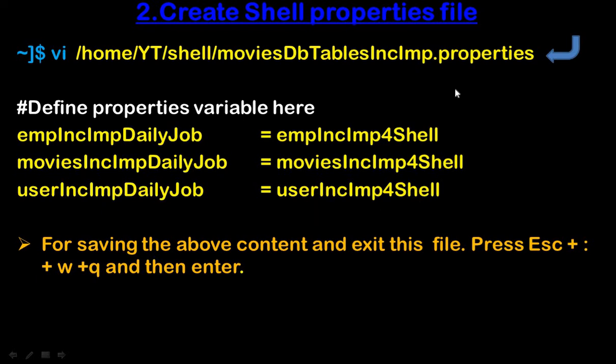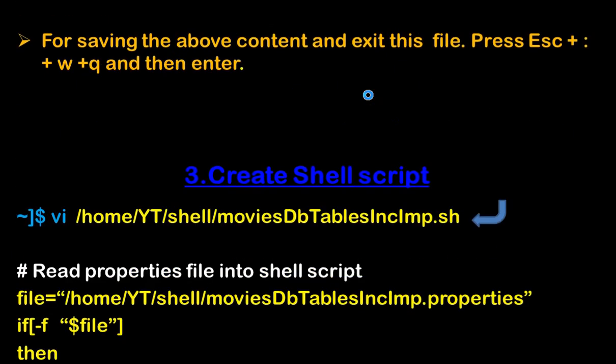After writing these things, what do we do? We save and exit from this file. For saving and exiting, we press escape, then colon, then W, then Q, and then enter. Then we save these properties into this file and exit from it. This way we can create shell properties. And now let's see the third step.